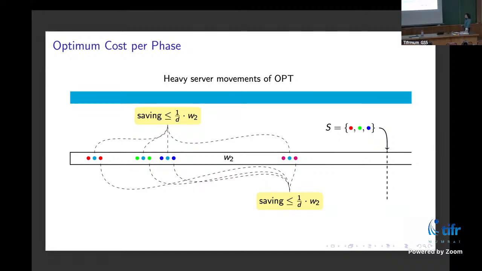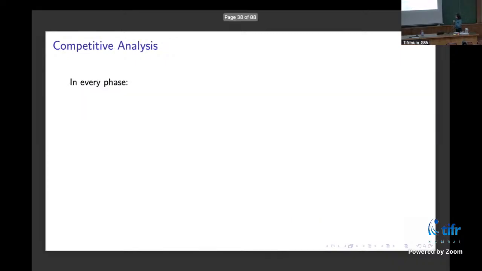That's it, right? So except for these two savings, the adversary must move its lighter server whenever the algorithm moves its lighter server. So therefore, even in this case the optimum definitely pays at least 1 minus 2 over D times W2.